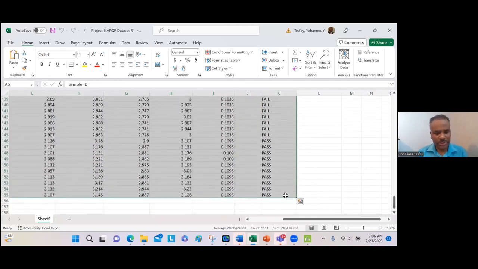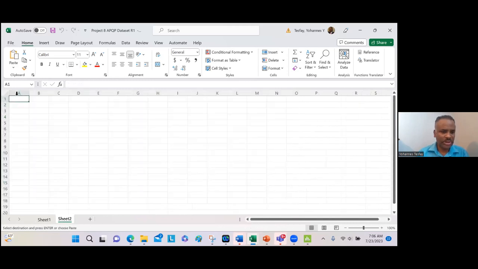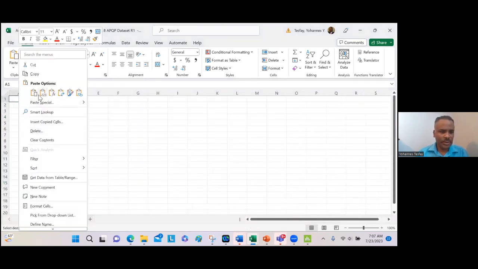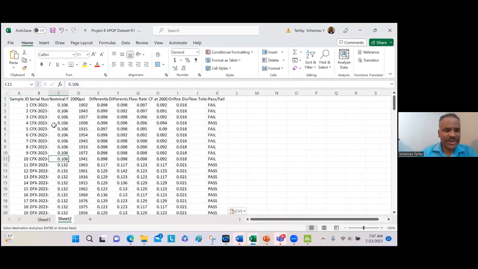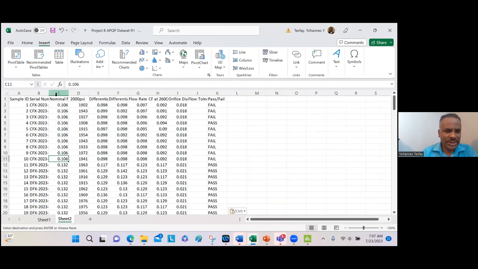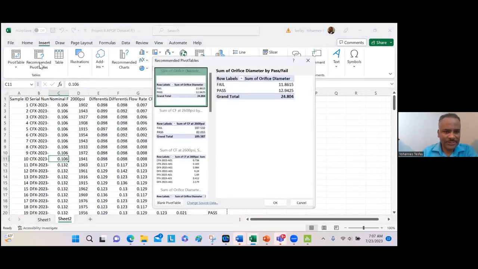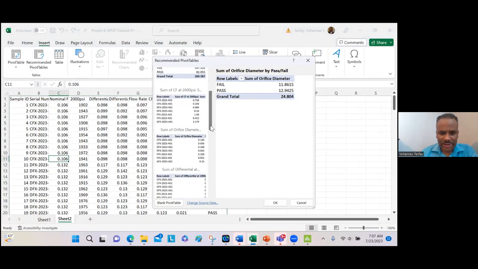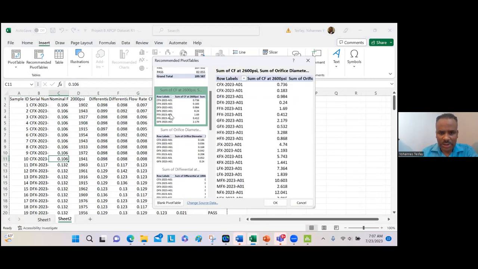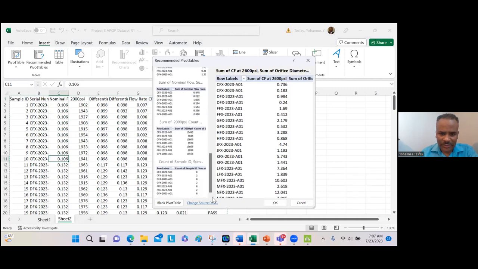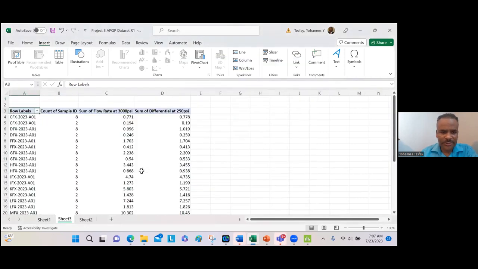I'll show you how it works. Then paste it here. Okay, paste it there. Then do insert. Then pivot table. Okay, so you have the pivot table here. Then from the pivot table, what you need is this one. I think this one is okay. Then I'm gonna say okay.